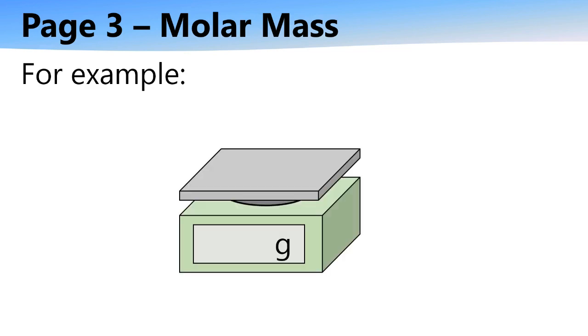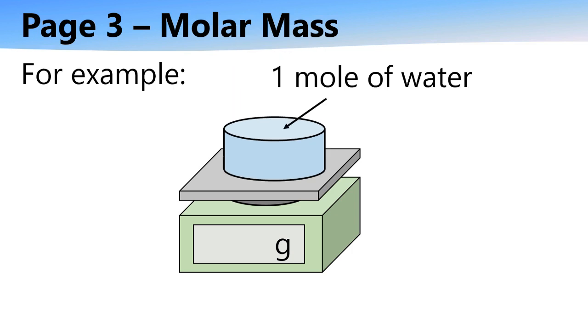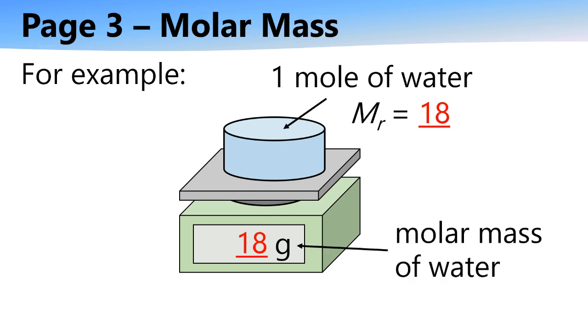If I have a weighing balance and I put 1 mole of water on the weighing balance, okay, the relative molecular mass of water is 18, and the mass of 1 mole of water will be 18 grams. Okay, this is what it means by the molar mass has the same numerical value as the relative molecular mass of the substance. So the molar mass of water is 18 grams per mole.